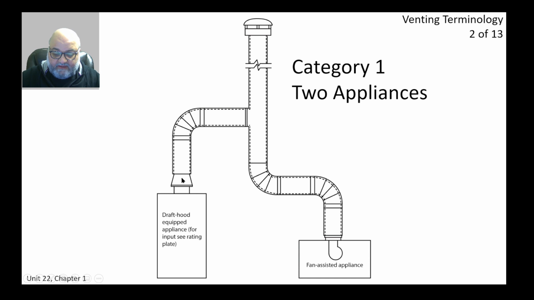I don't even need to look for the vent connector, or sorry, the draft hood here, because it says right here, this is a draft hood equipped appliance, and this is a fan assisted appliance. So no ambiguity, it's straightforward. I know for sure what they are. And then we also find that we're going to call this a common vertical vent, or a common vent, because it is combining the vent gas streams together.